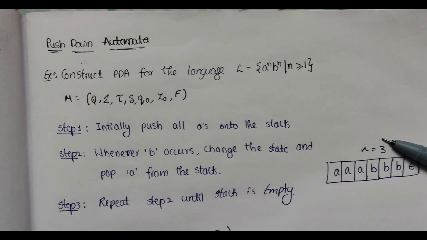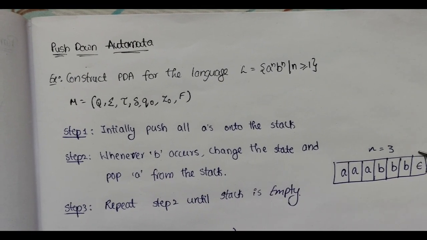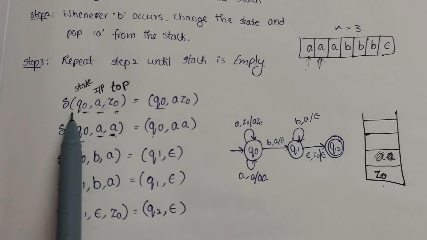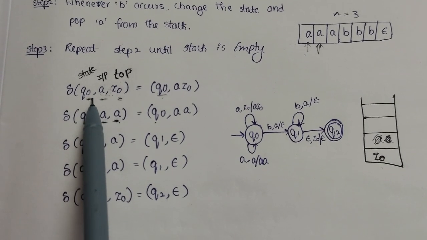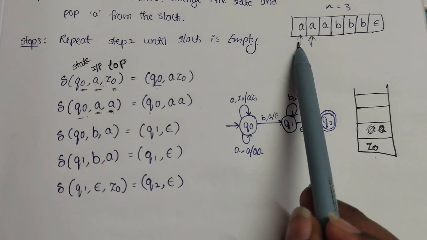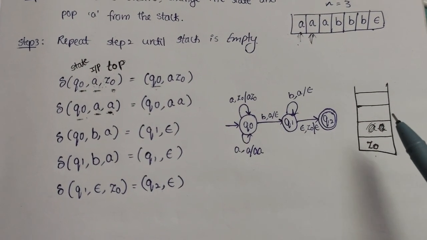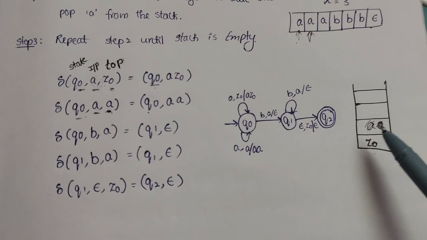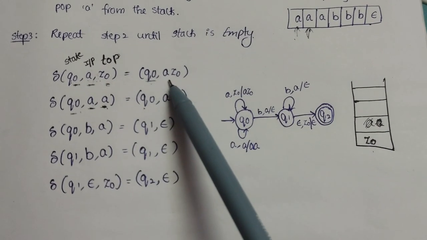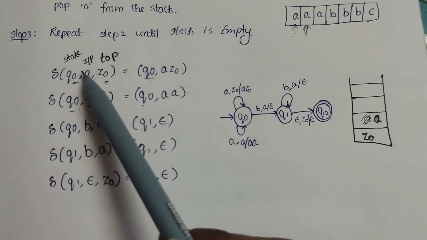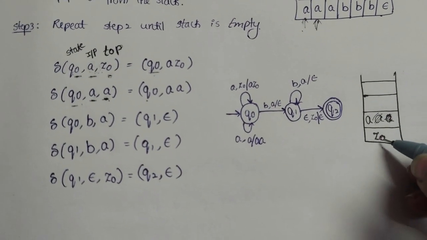Let us take n equals 3. Then we'll get AAABBB. We'll always end the string with a null, epsilon. In a transition function, we have to write state, input and top of the stack. Initially, the state would be Q0, right? So what is our input right now? The input alphabet is A, so we'll write A. What is the top of the stack? Top of the stack initially is Z0, always. In any type of question, Z0 is always the top of the stack initially. So Z0. The output would be Q0, comma, and since we have pushed A, the top two elements are A, Z0.